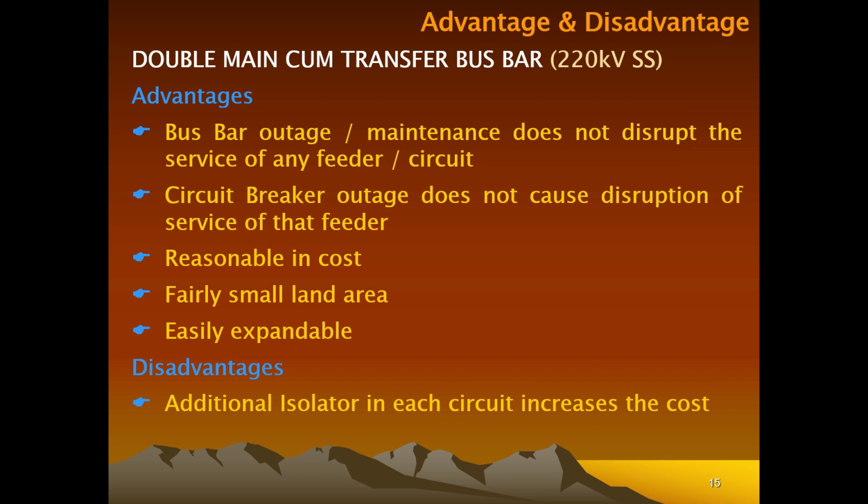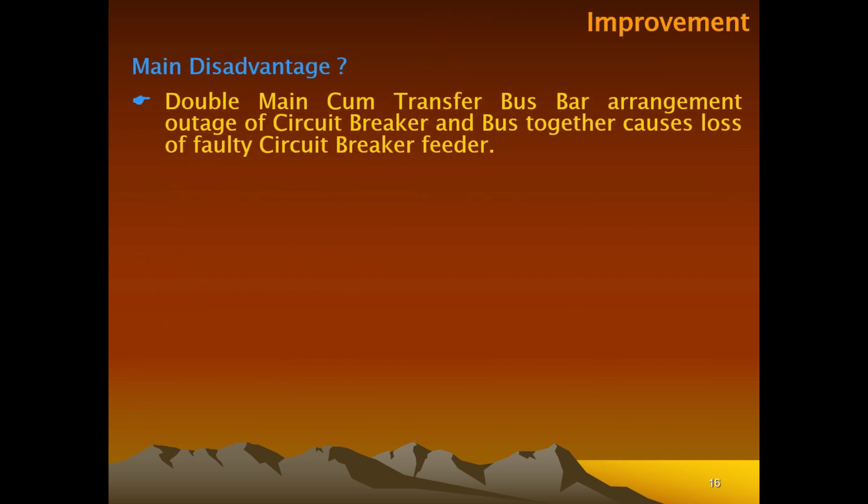Then what are the disadvantages or drawbacks? First thing, additional isolator in each circuit. So an additional isolator in each circuit increases the cost. Second, in the double main cum transfer bus bar arrangement, outage of circuit breaker and bus together causes loss of the faulty circuit feeders. So in case there is a fault on the bus bar and at the same time there is a problem in one particular feeder circuit breaker, then there will be outages and there will be power loss on that feeder.